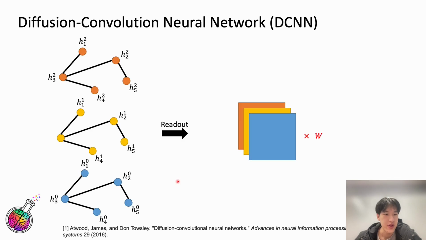And for this method, the readout is more simple. They concatenate all of the layers of each graph and multiply by a weight matrix. Then we get the feature for the whole graph.